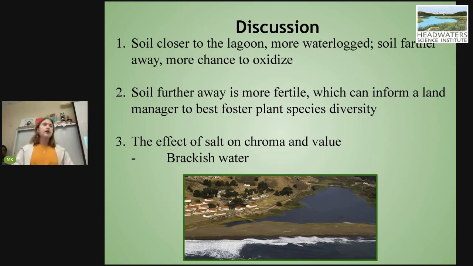What's specific to our lagoon is that it's a coastal lagoon, and it does have salt in its water composition, and salt does have an effect on both chroma and value for the soil. More salt in soil means that there's more water retention.